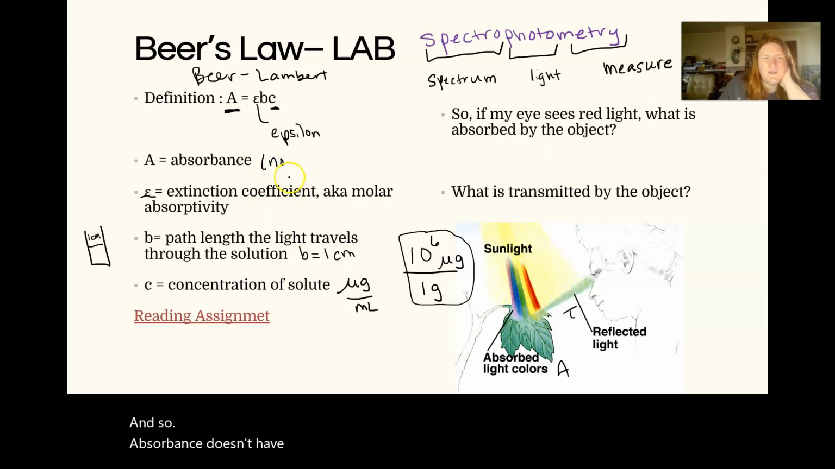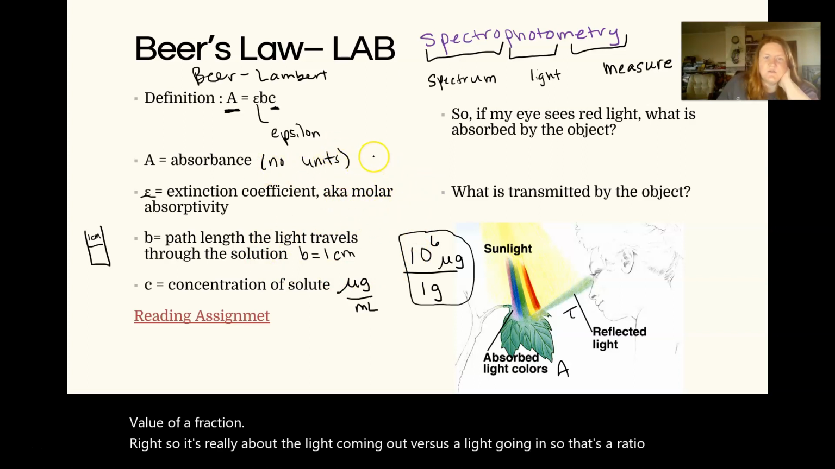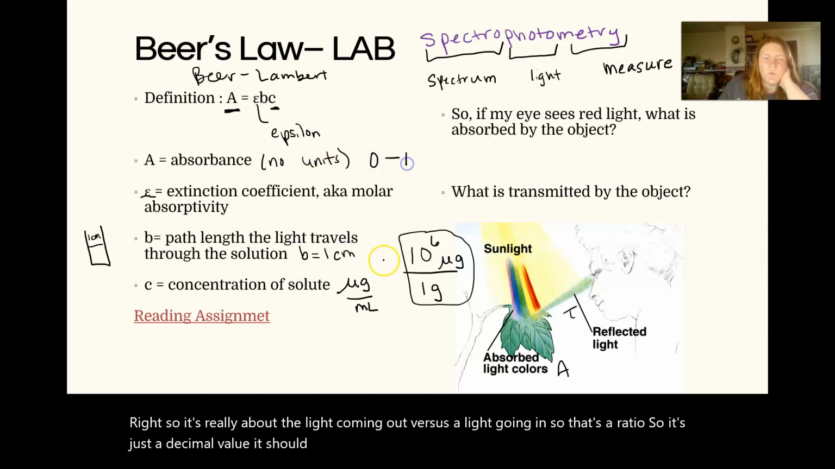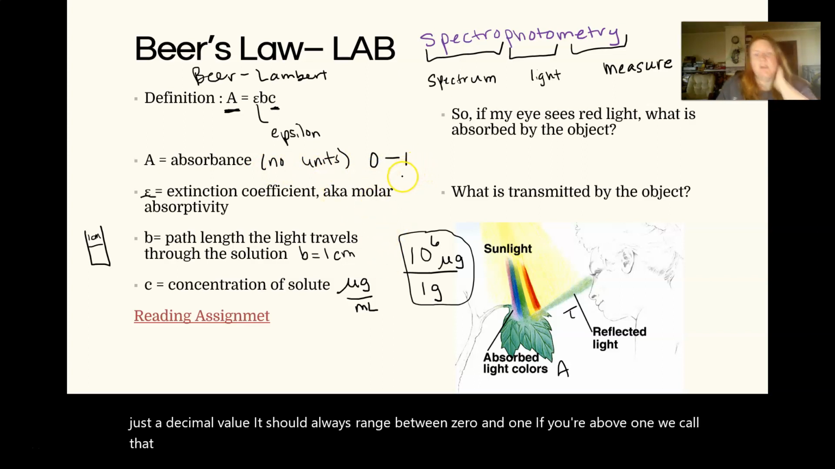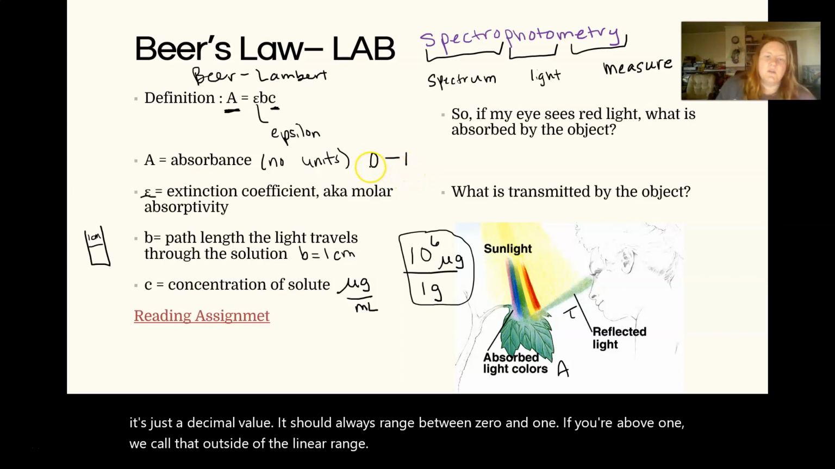It's kind of like a decimal value of a fraction, right? So it's really about the light coming out versus the light going in. So that's a ratio. So it's just a decimal value. It should always range between 0 and 1. If you're above 1, we call that outside of the linear range. If you're below 0, that's impossible.